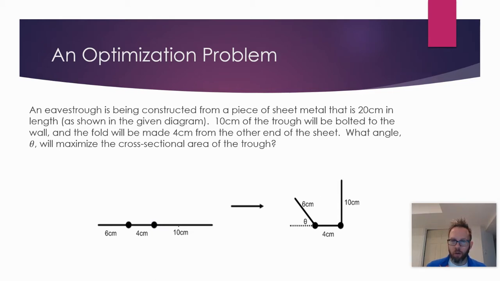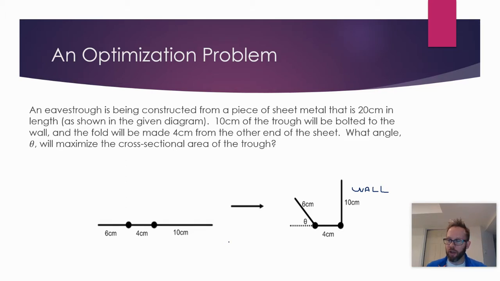So we're making an eaves trough from some sheet metal. Here's this 20 centimeter long piece of sheet metal, and we're going to make a fold in the middle, and then this gets bolted to the wall. So at 10 centimeters, it's going to be bolted to the wall. And then the bottom of our eaves trough is going to be 4 centimeters long. And we're going to make another fold with the final 6 centimeters.